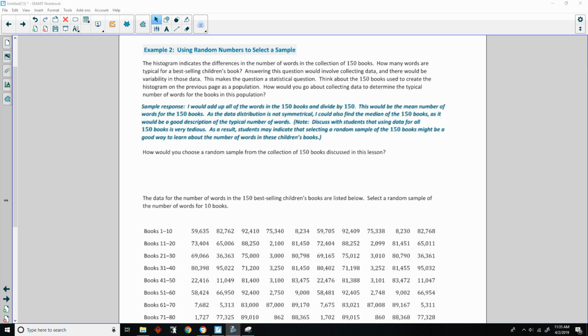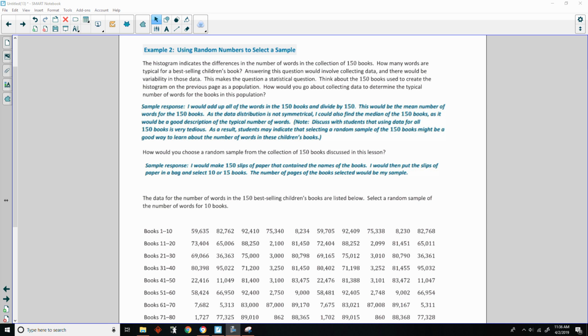Okay, so as a result, students may indicate that selecting a random sample of that population, 150 books, might be a good way to learn about the number of words in these children's books. How would you choose a random sample from the collection of 150 books discussed in this lesson? Here's a possible response. I would make 150 slips of paper that contained the names of the books. I would then put the slips of paper in a bag and select 10 or 15 books. The number of pages of the book selected would be my sample. Okay, very reasonable way to collect a sample.